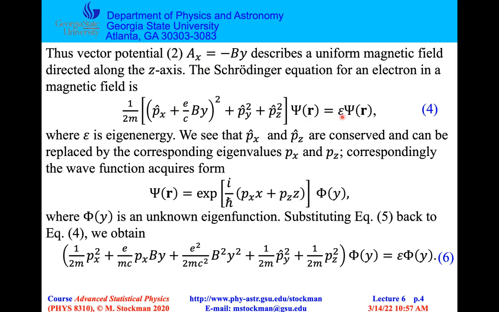We are seeking a stationary solution, and epsilon is the eigenvalue or eigenenergy, or simply energy. We see that Px and Pz are conserved because the Hamiltonian does not depend on x or z, it only depends on y.